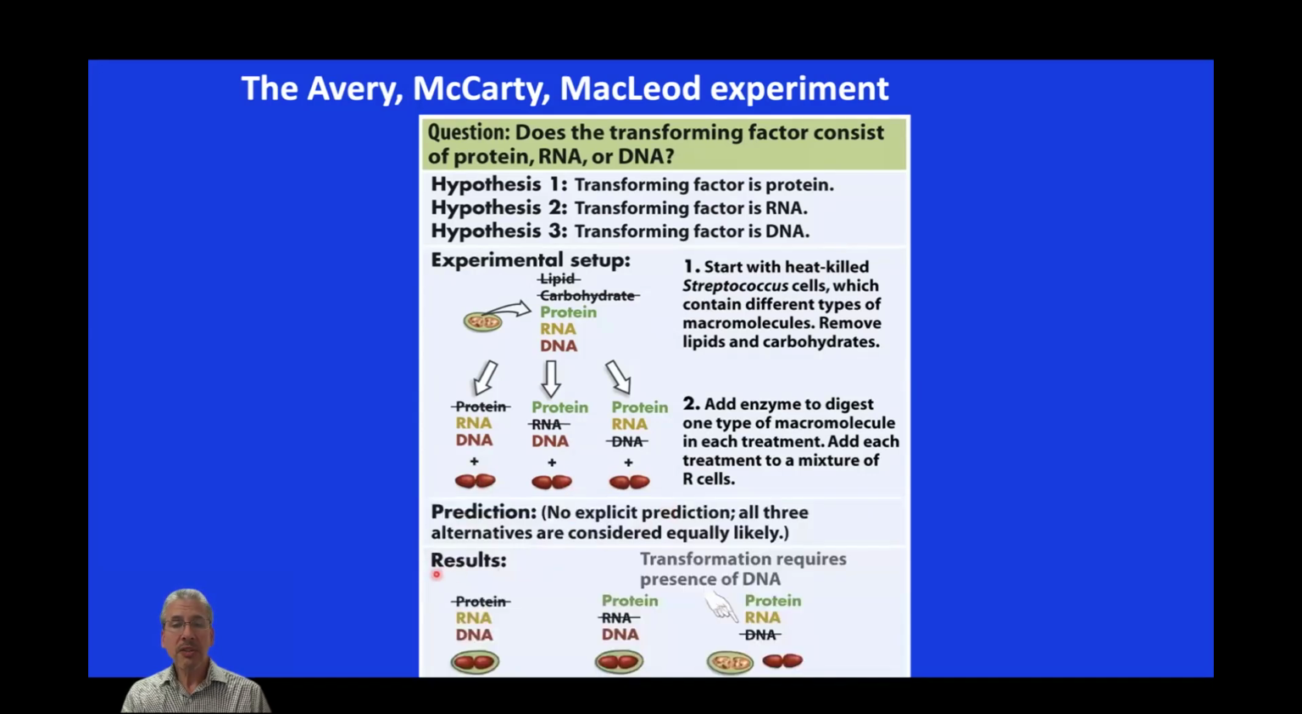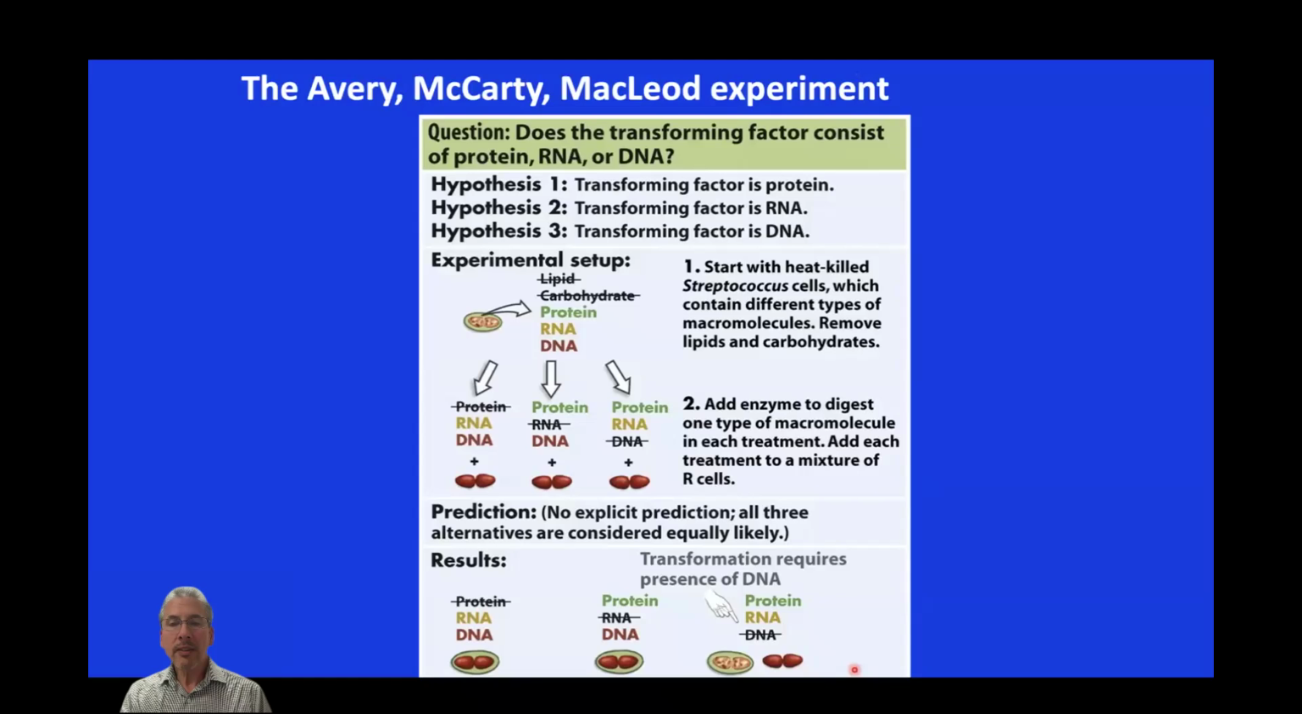Sure enough, what they found was if you break down all the proteins, that's okay. Transformation still occurs. Break down all the RNA, that's okay too. Transformation still occurs. But when you break down the DNA, transformation is not able to take place. So in other words, you can't convert these living rough cells into the smooth strain. That's evidence right there that it's DNA that serves as the genetic material, at least in this particular situation.